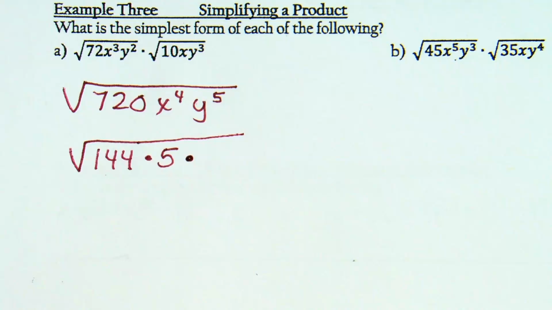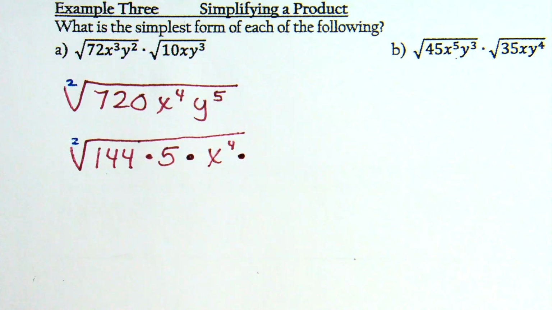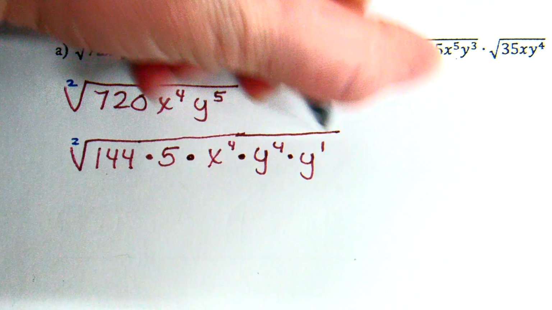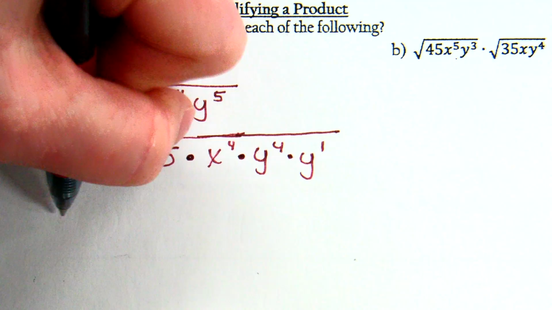What about x to the 4th? Can I take the square root of x to the 4th? What's my invisible root here? 2. Is 4 going to be able to divide by 2? Yeah, so I'm just going to leave x to the 4th underneath there. My point is I don't need to break it up. Y to the 5th. I can't do 5 divided by 2 nicely. So the closest number to 5 that does divide by 2 is 4. So I'm going to make this y to the 4th and y to the 1st. All I've done there is make my problem easy to finish because I've got all the pieces written down.